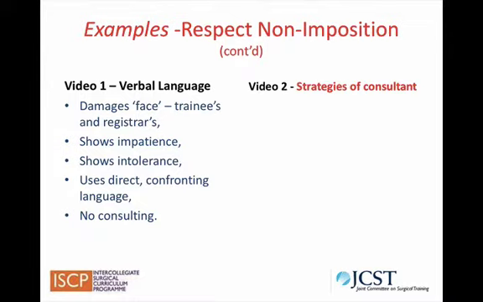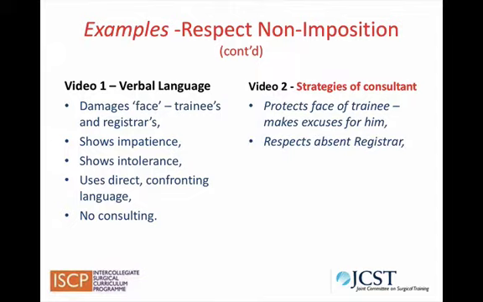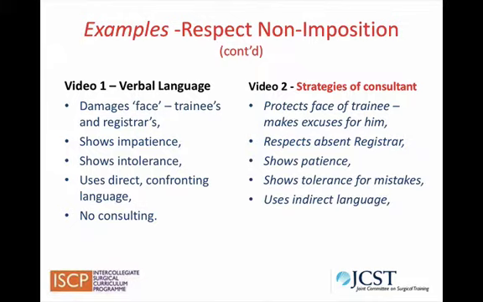By contrast, the consultant in video 2 makes an effort to protect the reputation of the registrar. He does not know the full story and so makes allowances for his absent colleague, until such time as he has all the facts and can make a better judgment. He's respecting the absent registrar. He also displays patience and tolerance with the trainee for his apparent mistakes. He even asks the trainee about his own opinions about certain matters.